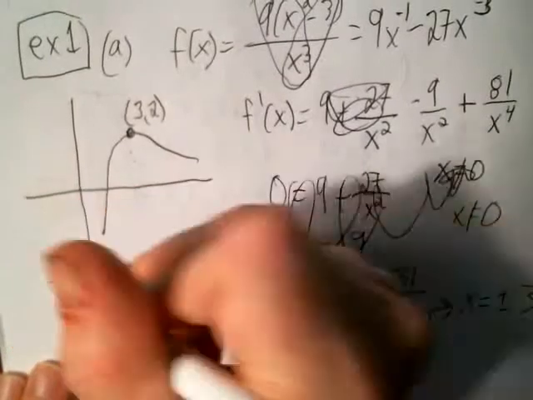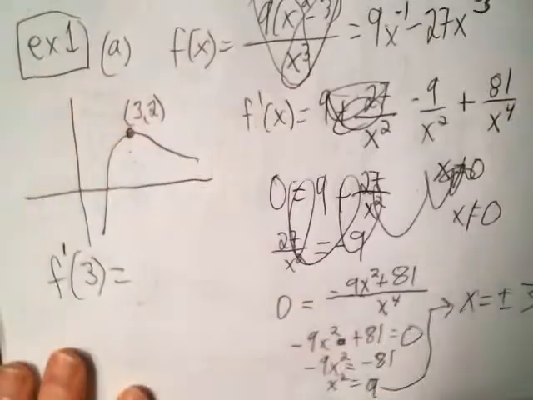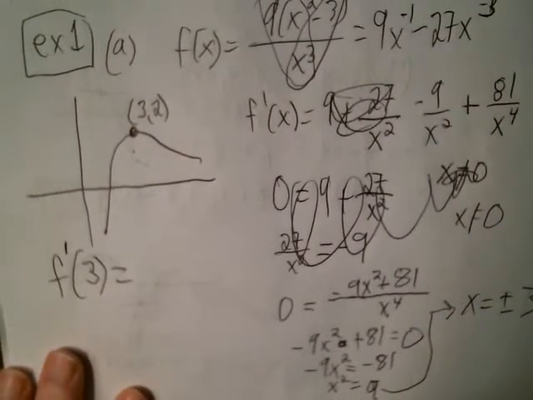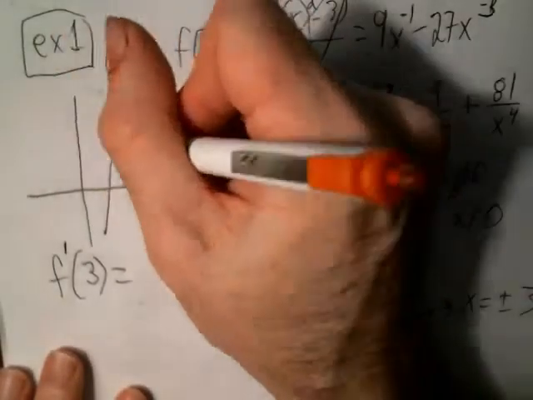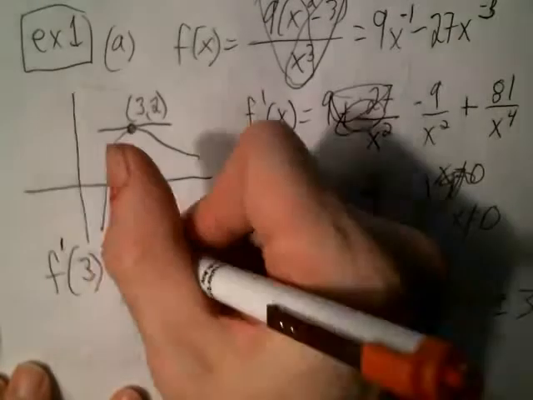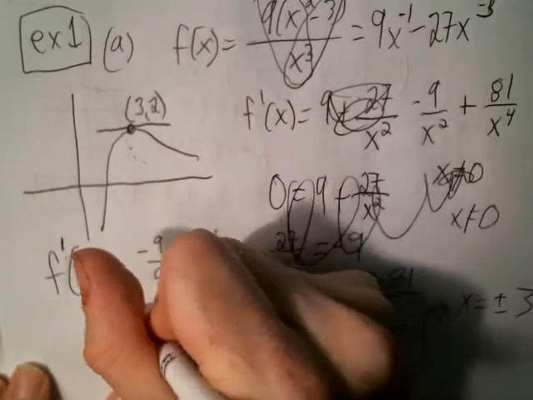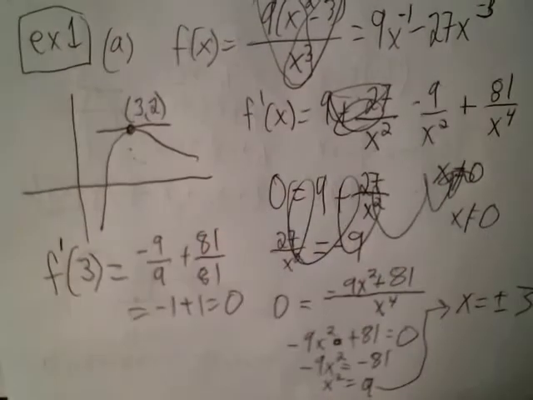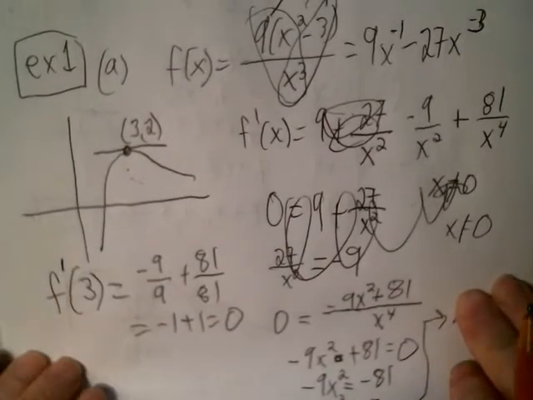So let's look at what happens at x equals 3, and f prime at x equals 3. There's supposedly an extreme value here, so we would expect the slope of the tangent line to be 0. So we expect this to be 0. Let's look. I have negative 9 all over 9 plus 81 all over 81, and certainly negative 1 plus 1 is 0. So take the derivative, set it equal to 0, and solve. That's what it comes down to.